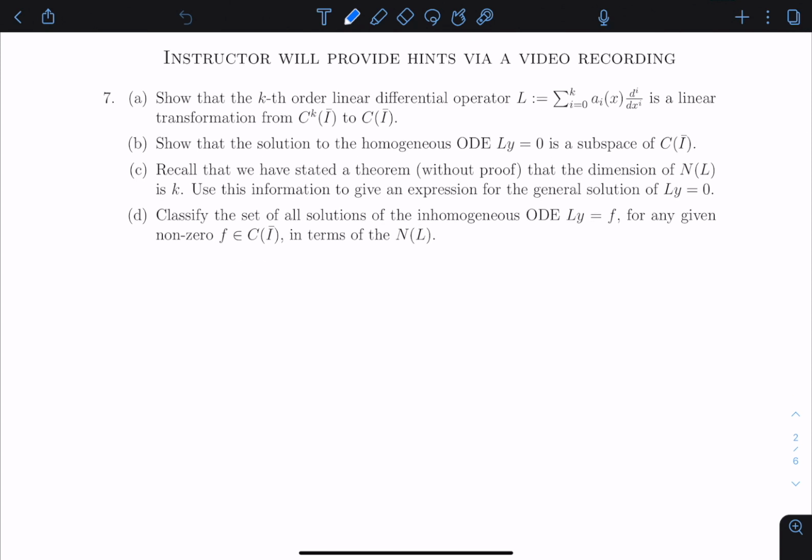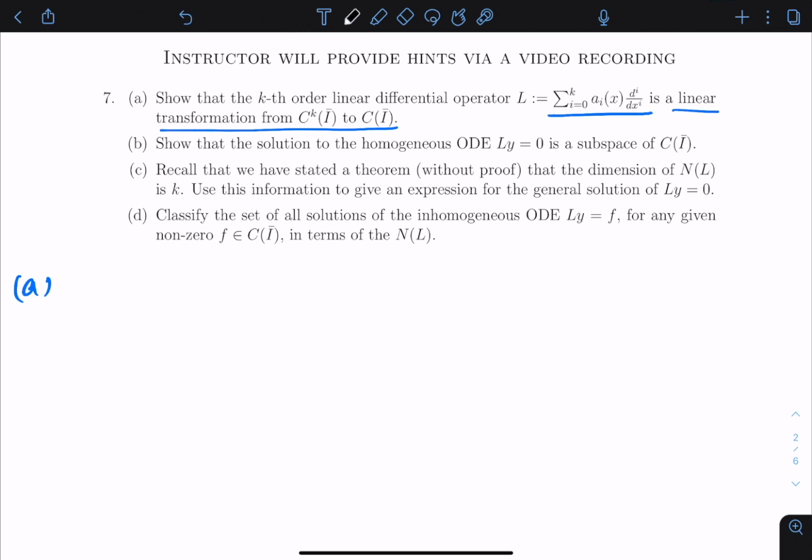Okay, so what is 7a? 7a is giving you a kth order linear differential operator, and we have to show that this kth order linear differential operator in fact defines a linear transformation from the vector space Ck, which is the set of all k times differentiable functions, to the set of all continuous functions.